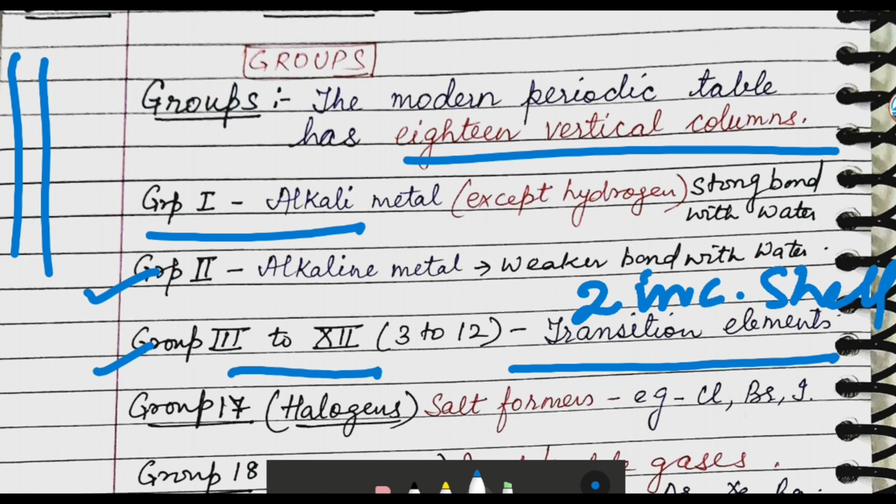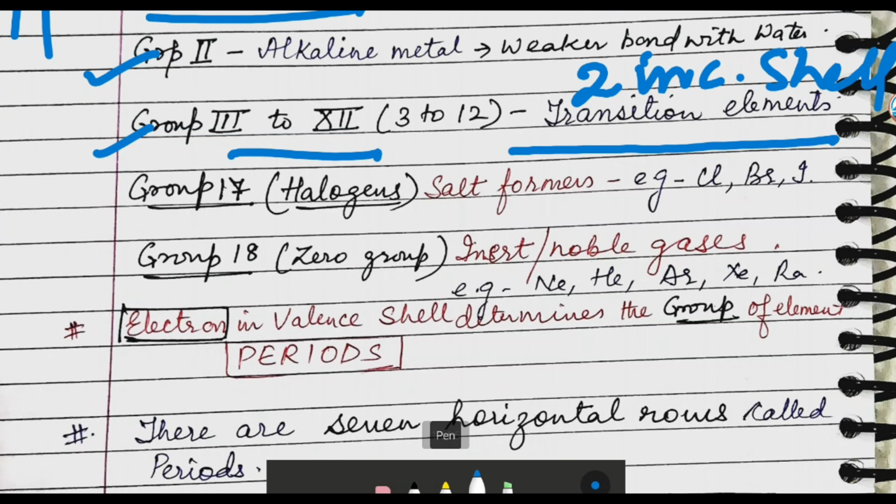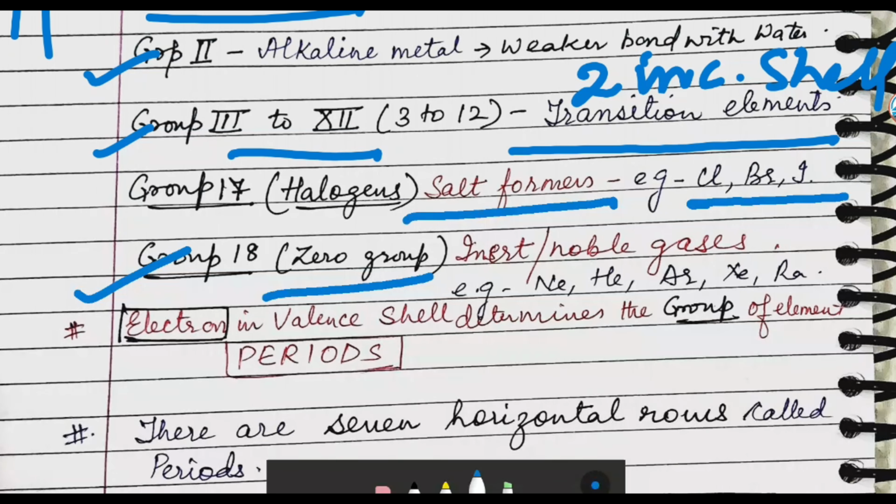Now group 17 is the halogens, which include chlorine, bromine and iodine, and they are also known as the salt formers, because they form salts. The last one is group 18, the zero group, also known as the inert gases or noble gases. For example, neon, helium, argon. Why are they called noble gases? They are very less reactive, because they have already completed their octet in the last shell.